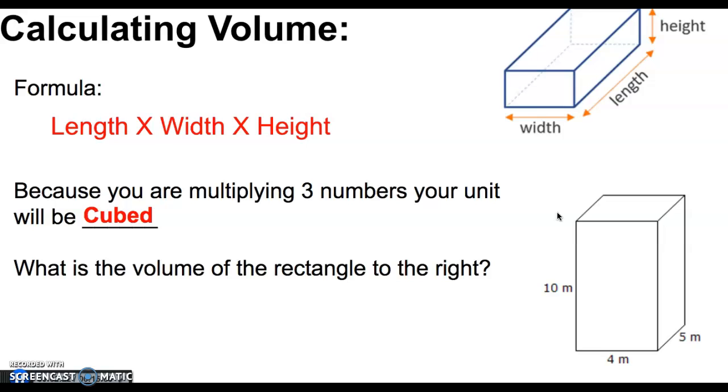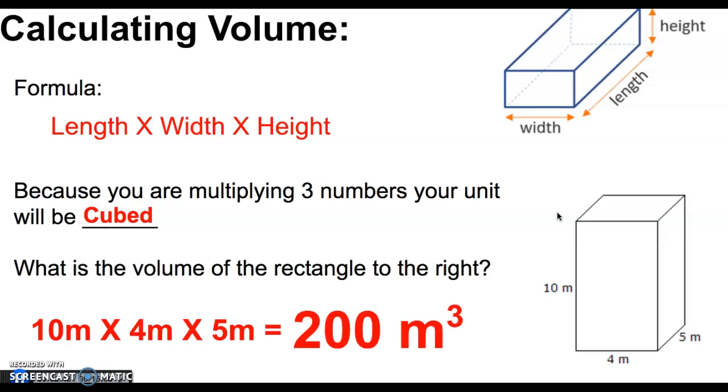So look at the rectangle on the right. You're going to do length times width times height. So go ahead and do that one. So 10 times 4 times 5. And it's meters this time. So if you do 10 times 4 times 5, if you did it on a calculator, if you can do it in your head, that's great too. It comes out to 200 meters cubed. So because we're multiplying three numbers together, length times width times height, you put a cubed over it.